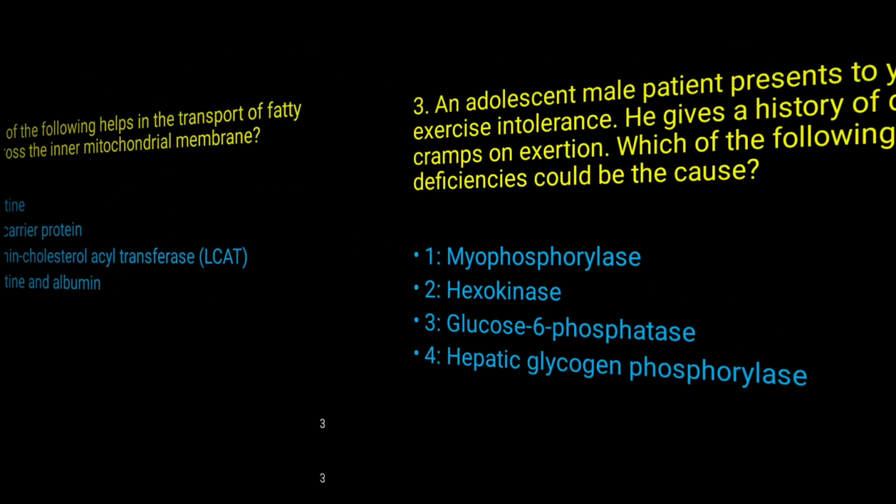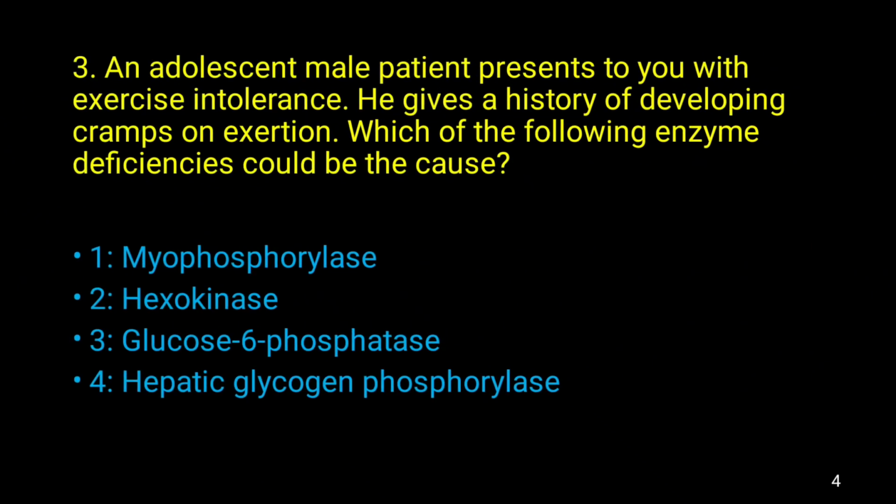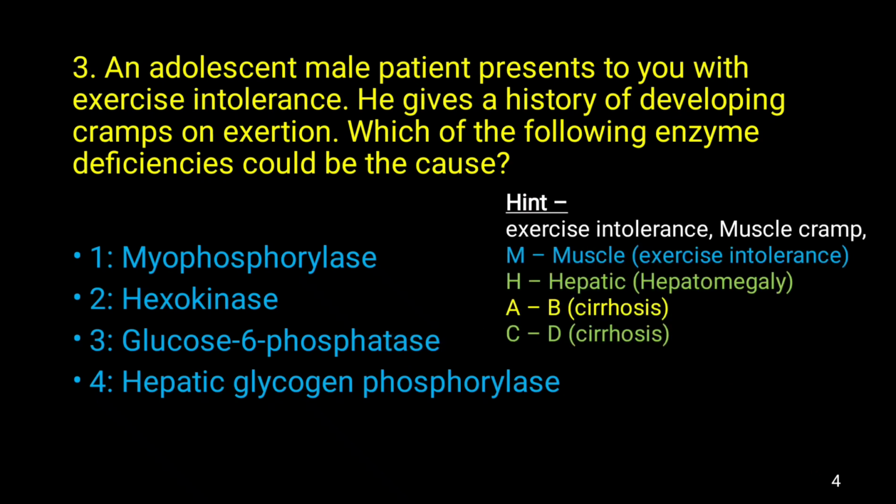Now, another MCQ. An adolescent male patient presents to you with exercise intolerance. He gives a history of developing cramps on exertion. Which of the following enzyme deficiencies could be the cause? For biochemistry you have to remember that exercise intolerance and muscular cramps are typically related to muscle phosphorylase enzyme deficiency, and for that you have to remember McArdle's disease.